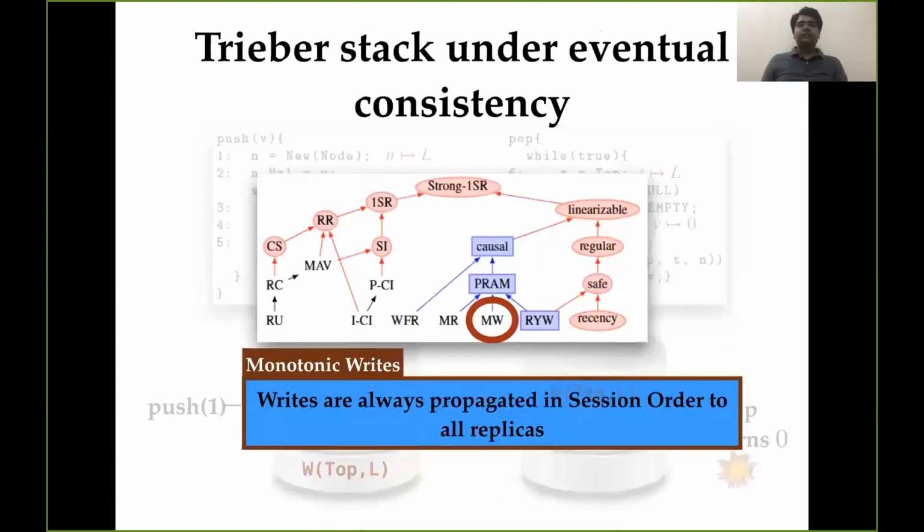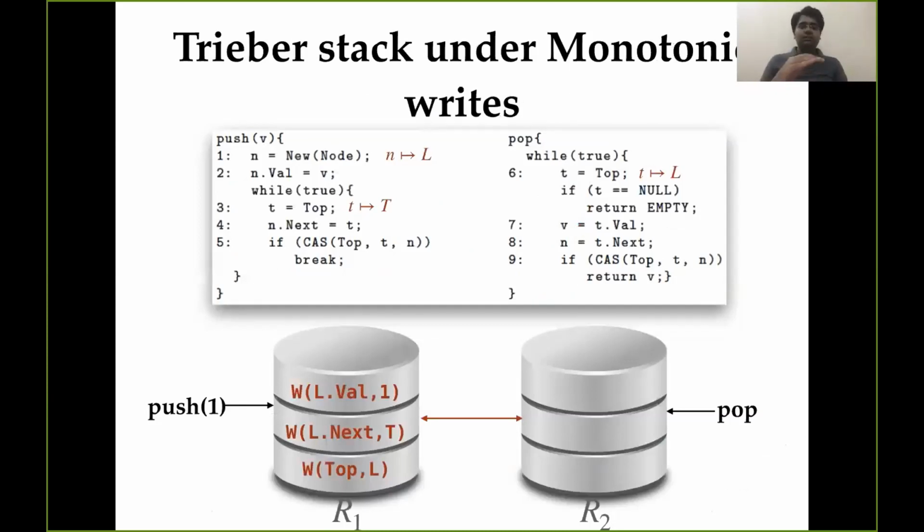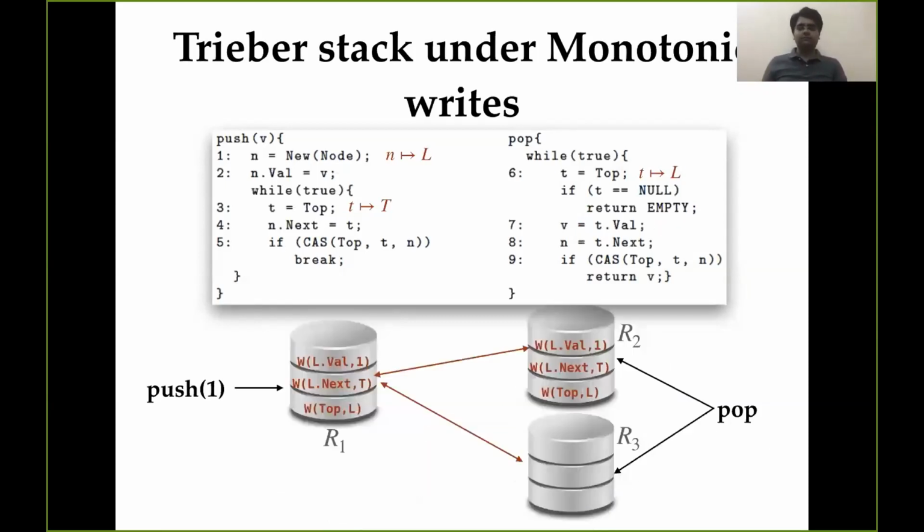Now, one can think about upgrading the consistency model in order to prohibit this anomalous execution. In particular, there's a consistency model called monotonic writes, which ensures that writes are always propagated in session order to all replicas. Note that all the events performed within the same invocation are in the same session. So under monotonic writes, all the three write events performed by the push invocation are in the same session, and therefore they will be propagated in that order to the replica R2. Therefore, the pop operation, when reading L.val, is actually going to read the correct value, thereby preserving addrem.